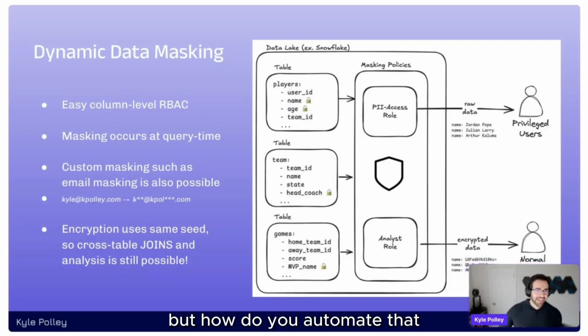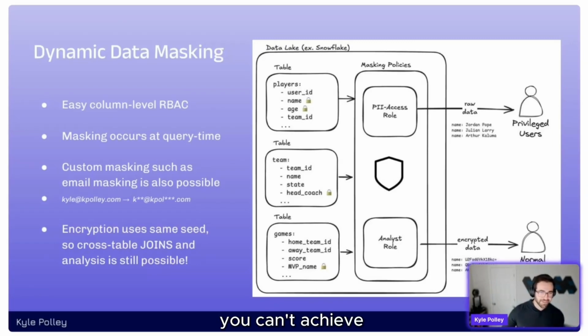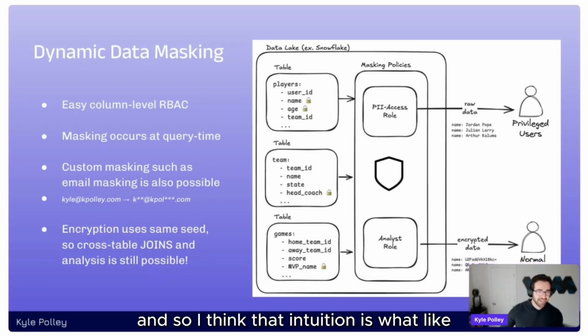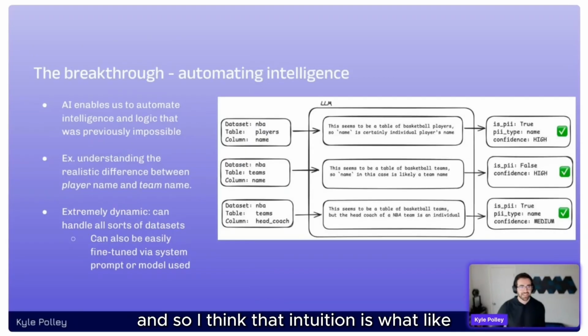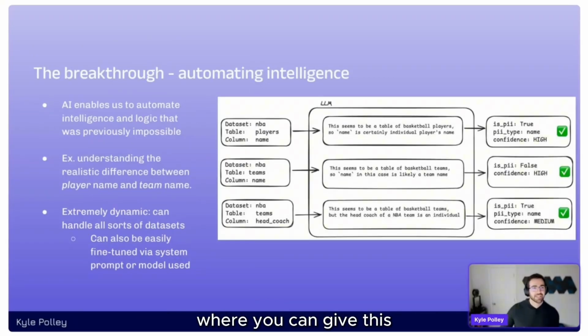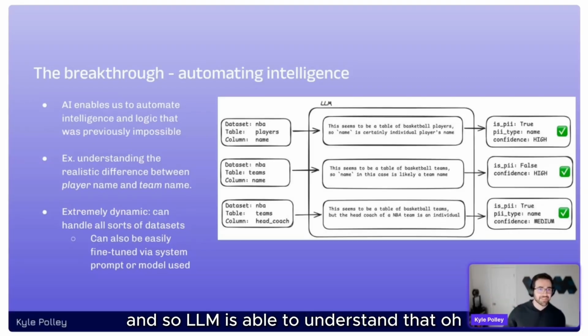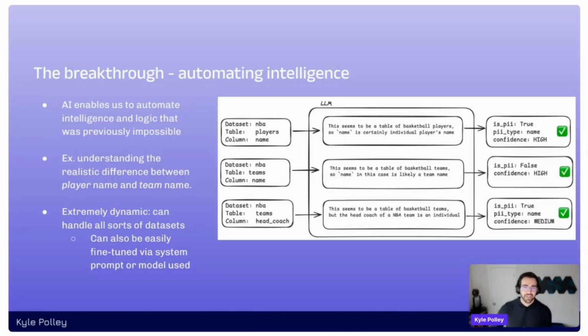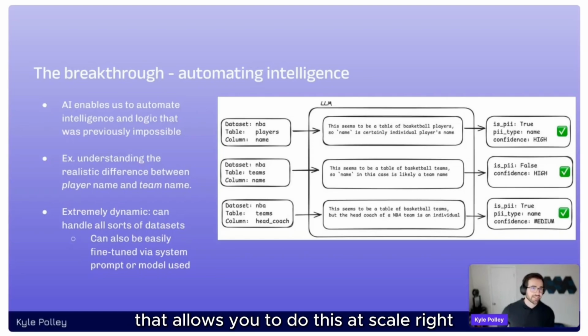But how do you automate that? That's intuition that you can't achieve with basic if else statements. I think that intuition is what AI can really unlock, where you can give this metadata to an LLM and say, the data set is NBA, the table is players, and the column is name. The LLM is able to understand that this is most likely a player's name, and can print that out in JSON. And now you have this really powerful tool that allows you to do this at scale.